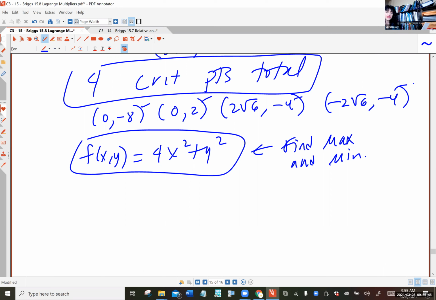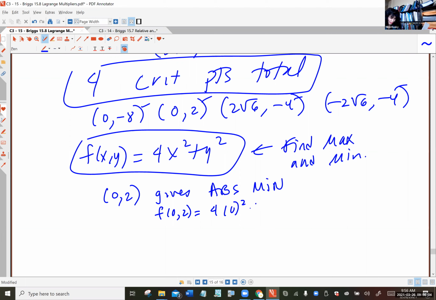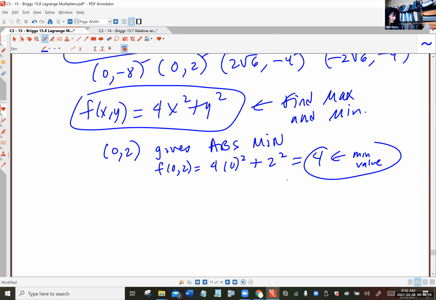Whoever gives the biggest value for the function gets to win the maximum. It turns out that (0, 2) gives the absolute min. What is the value? If you plug in (0, 2), you'll get 4. So this is the actual min value, 4. And then who gives the absolute max?